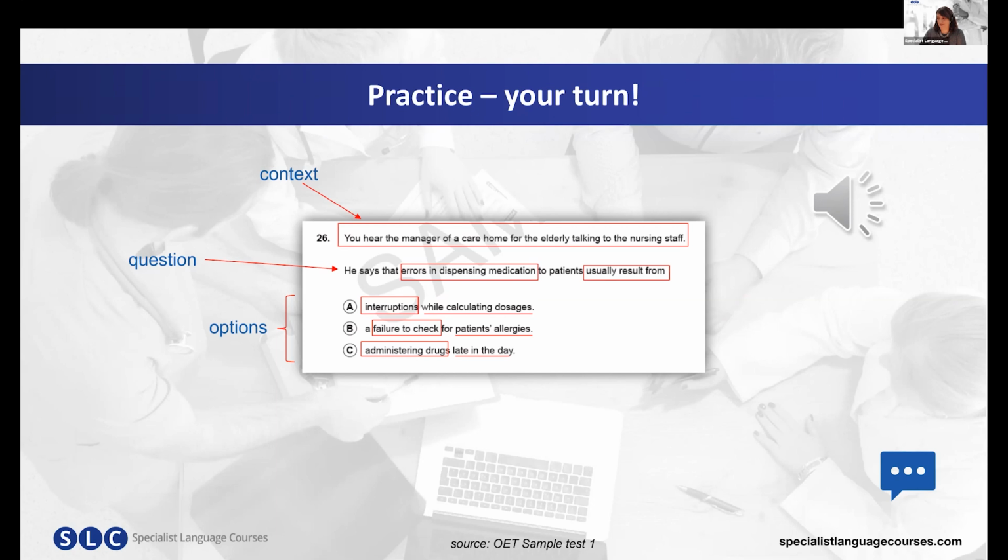All right, now pop your answer into the chat box. I noticed a few of you were putting your answers in before the end of the audio. Remember to listen to all of the audio before you make your final decision.